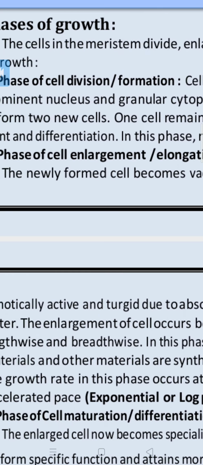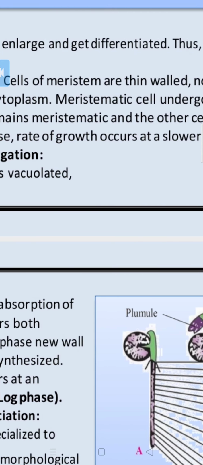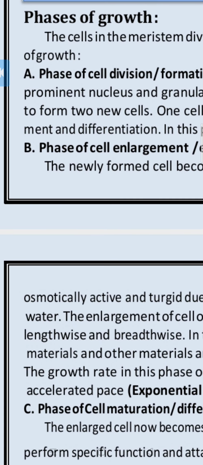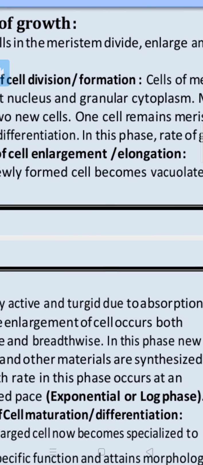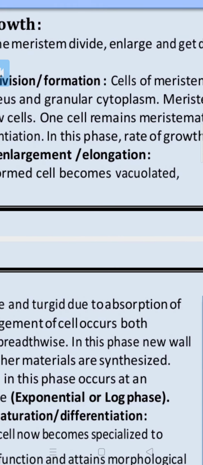As you know, all the cells in the body of the plant divide, get enlarged, and get differentiated, means they get maturated. Okay, so the first phase is phase of cell division or formation. First of all, before any process, anything has to be formed. So this process does the work of formation of the new cells, that is phase of the cell division.